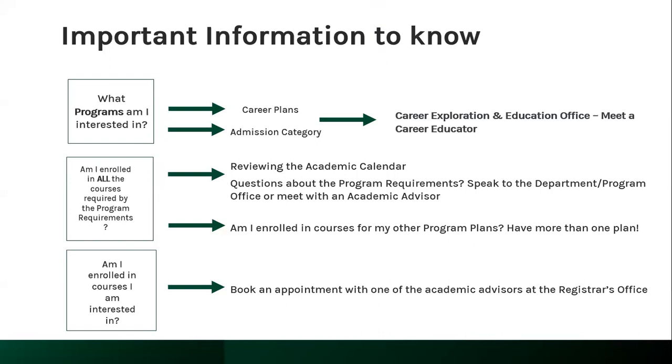Now, some of the important information to know now is, what programs am I interested in? Are they in line with your career plans? Are you taking programs through your admission category? If it's different, we recommend booking an appointment with one of our academic advisors. Or the other option you have is booking a meeting with the Career Exploration and Education Office, where you get to meet a career educator and you get to explore the different options that you have to lead you to a program that will eventually lead you to your career path.